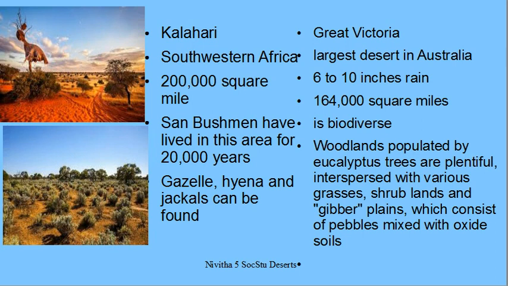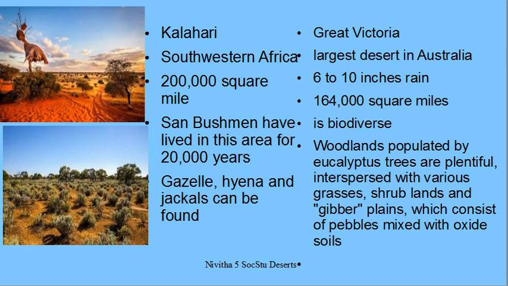Then the next greatest is the Great Victoria Desert, which is 164,000 square miles. It gets up to 6 inches of rain. This is the largest desert in Australia. You have two deserts in Australia. It is biodiverse. The most important thing in Australian desert is that it is biodiverse. Biodiverse means what? You have different types of plants, different types of animals over there.